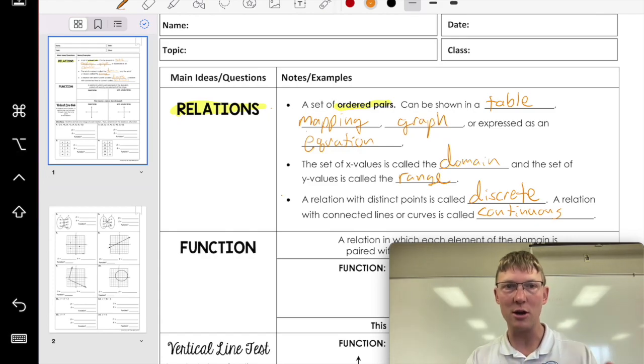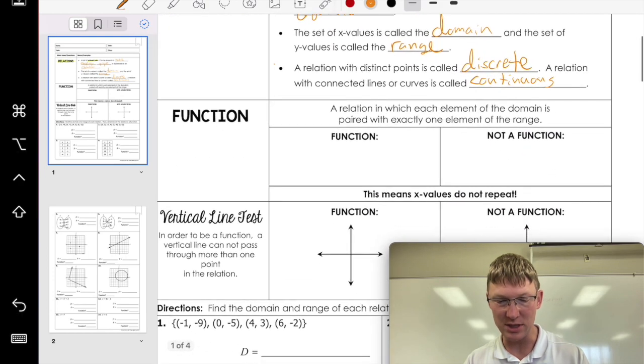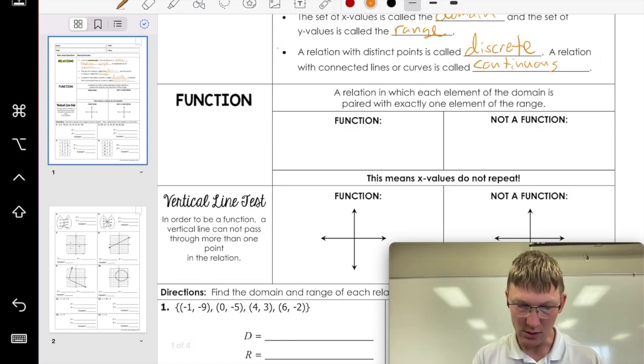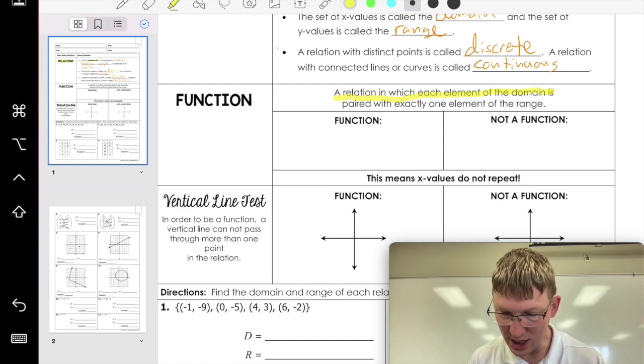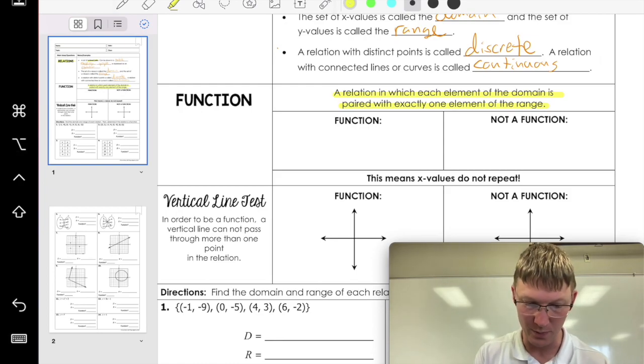So we're talking about relationships between two different numbers. What do we call a certain specific set of relationships that is called a function? A function is a relationship in which each element of the domain is paired with exactly one element of the range, or it has a one-to-one. For every x, there is a y.